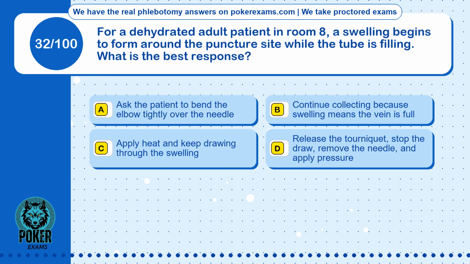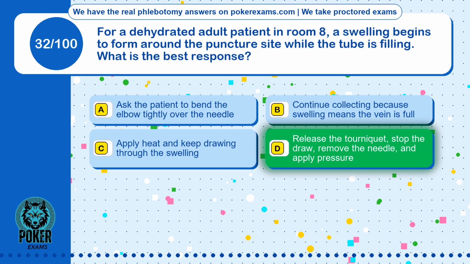Question 32. For a dehydrated adult patient in room 8, a swelling begins to form around the puncture site while the tube is filling. What is the best response? Option A. Ask the patient to bend the elbow tightly over the needle. Option B. Continue collecting because swelling means the vein is full. Option C. Apply heat and keep drawing through the swelling. Option D. Release the tourniquet, stop the draw, remove the needle, and apply pressure.